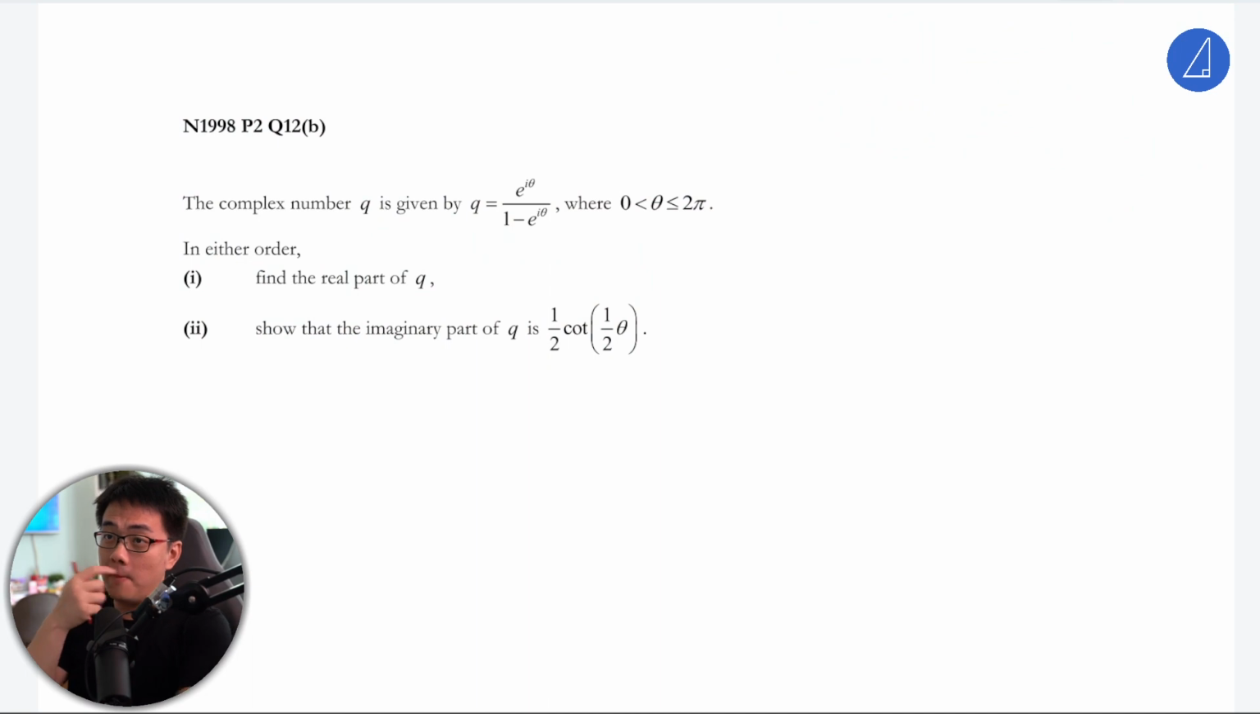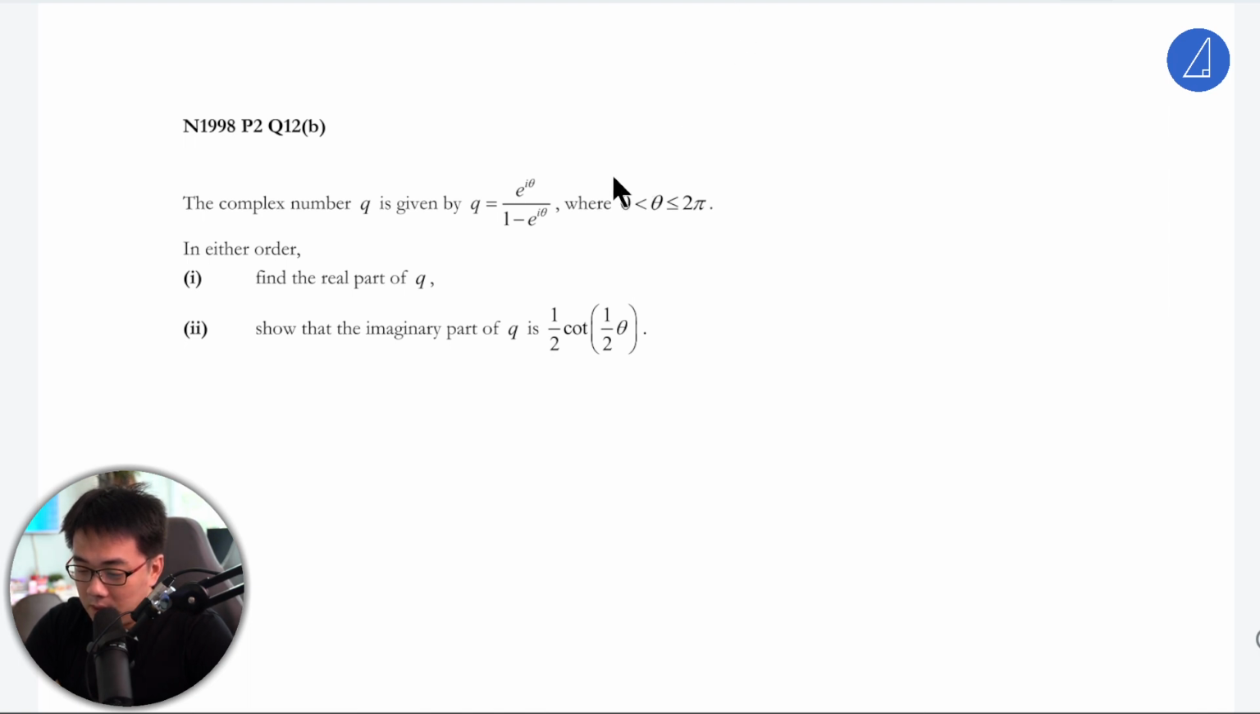Hi students, let's look at this question on complex numbers, taken from the year 1998, paper 2 question 12. I think this is a pretty standard question that we like to ask. Just to take note, the complex number Q is given by this expression here, so in either order we can do the first part or the second part.